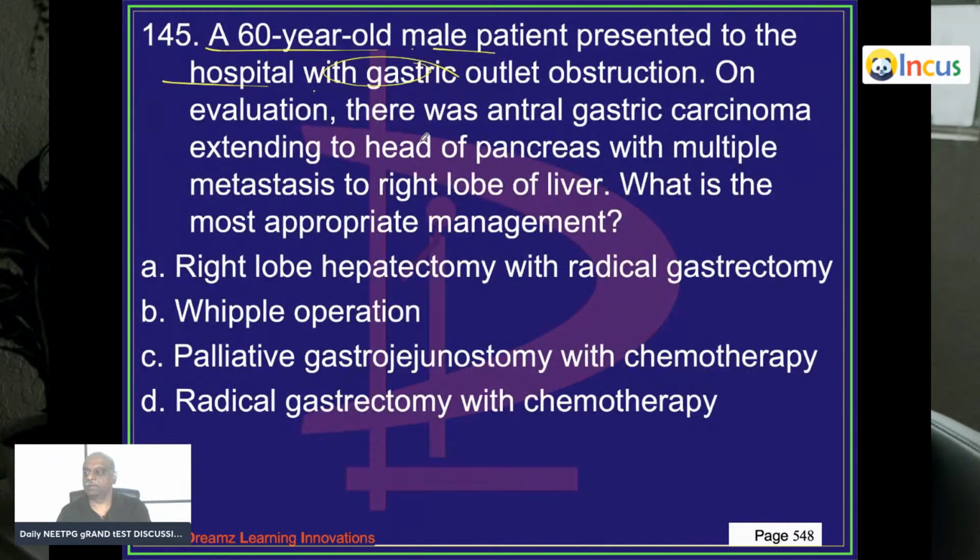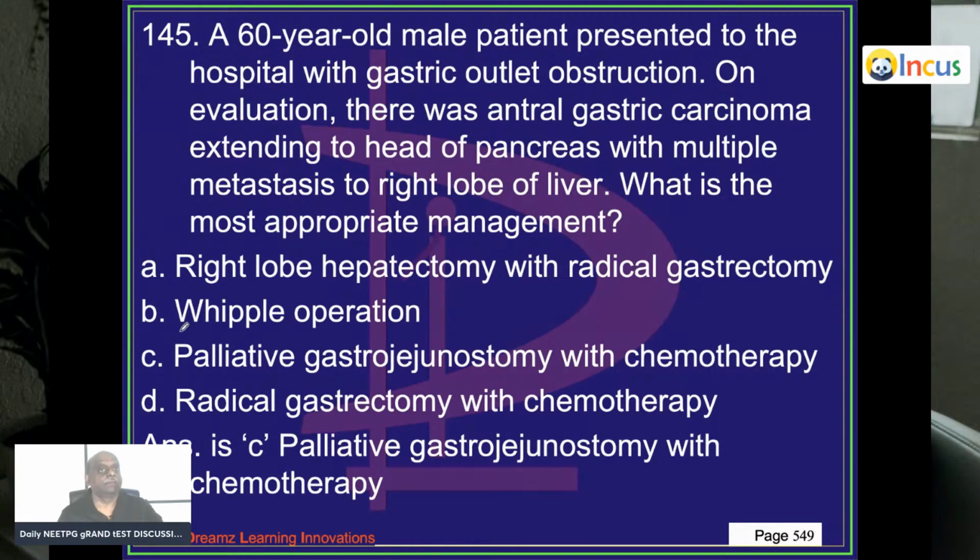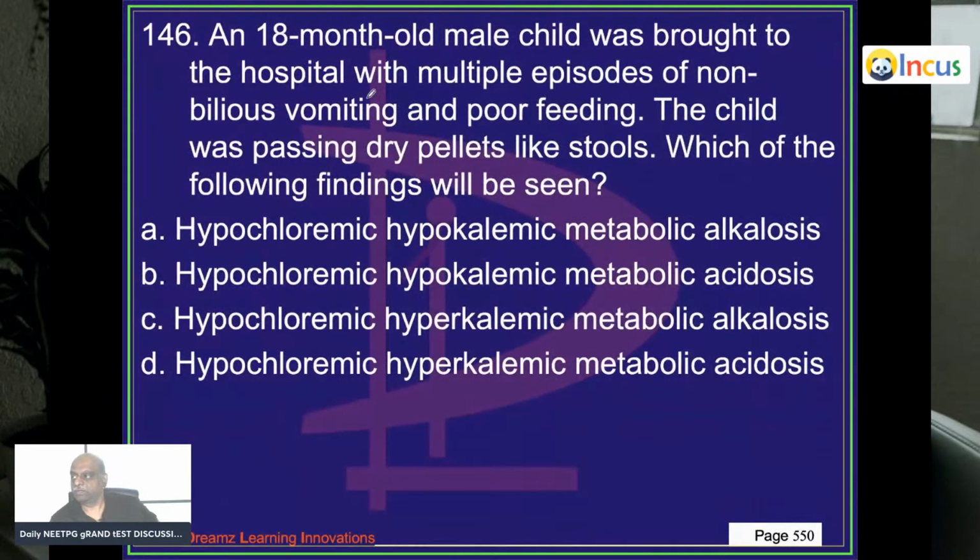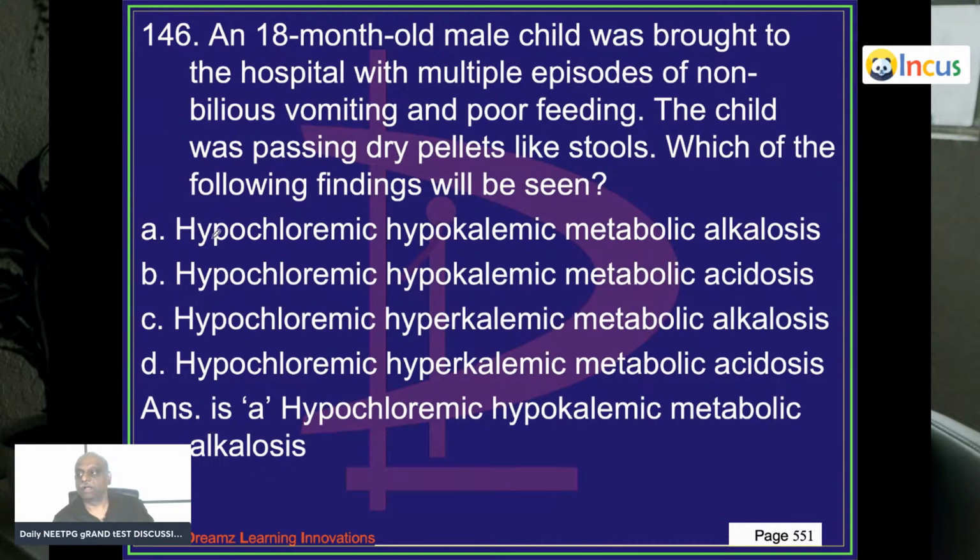60-year-old presented with gastric outlet obstruction, antral gastric carcinoma extending to the pancreas with multiple metastases to right lobe of the liver. How do you want to manage that? Palliative gastrojejunostomy with chemotherapy. So multiple episodes of non-bilious vomiting means gastric outlet obstruction. Hypochloremic, hypokalemic, metabolic alkalosis, which is also seen in congenital hypertrophic pyloric stenosis also.